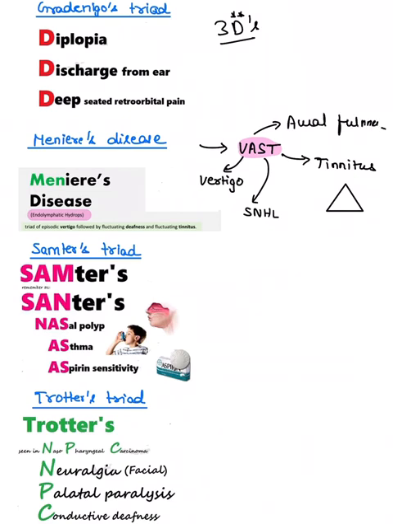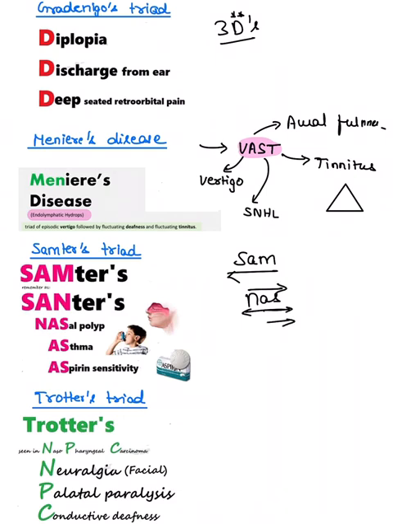Now coming on to the Samter stride. We know that Samter stride is seen in aspirin intolerance. So how can you remember it? Samters, if you reverse it, it comes SAM, make it NAS. Nasal polyp, asthma, and aspirin sensitivity.